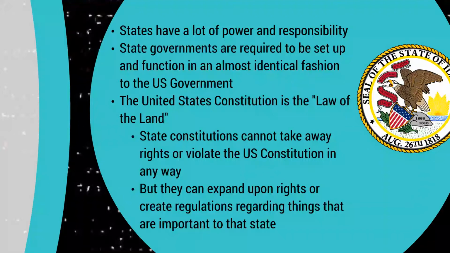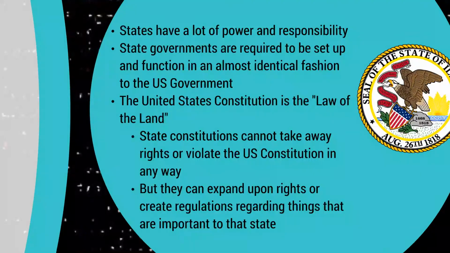State governments are required to be set up and function in an almost identical fashion to the United States government. Remember, in the last set of notes, Article 4: if you want to be a state in the United States of America, you have to guarantee that you're going to provide to your citizens a Republican form of government. We're not talking about political parties. Republican form of government means that we have a representative form of government, with three branches: executive, judicial, and legislative. It's going to be set up in that fashion, and we get to elect our representatives.